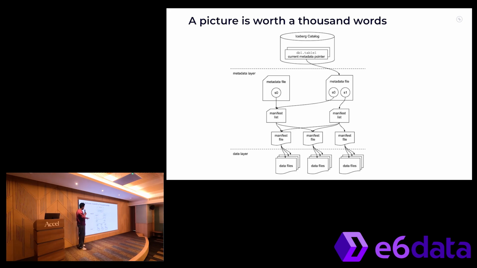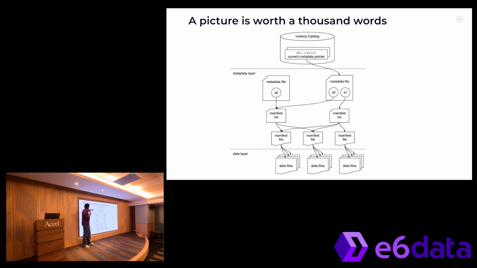So that's about manifest list. And when you go one layer above, this is what we call the metadata JSON or root metadata file. This is the first file that the query engines need to get to find the Iceberg metadata. If you look at this metadata file, there are two snapshots, S0 and S1, and that's what gives snapshot isolation and time travel queries. I will talk about how query planning works in a bit.